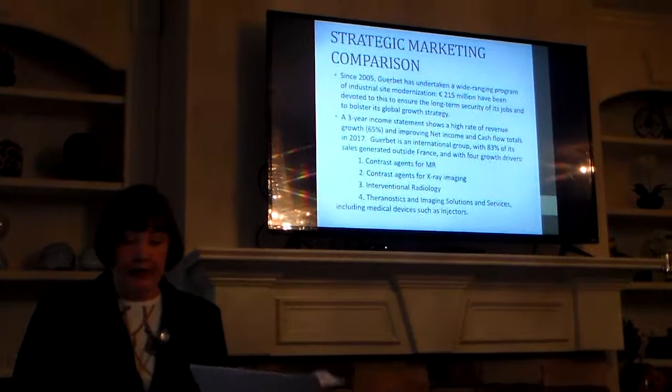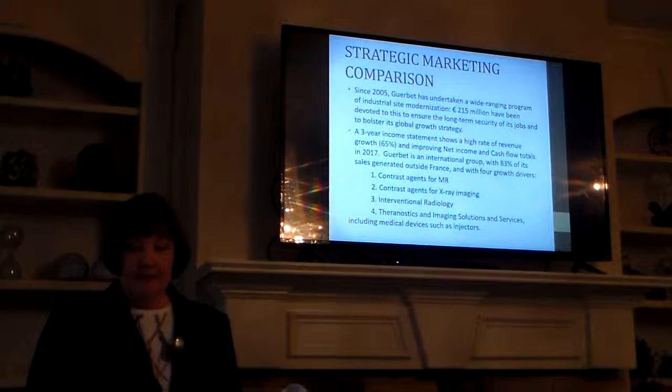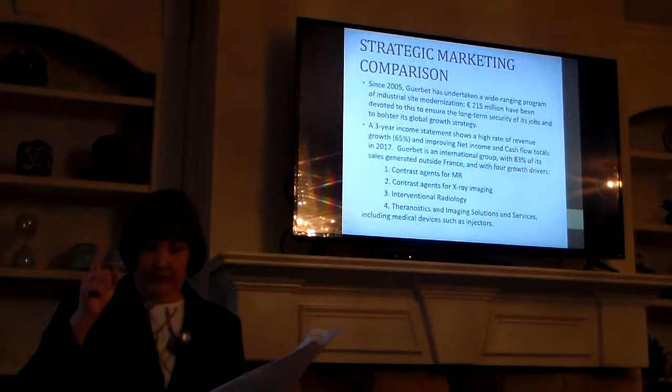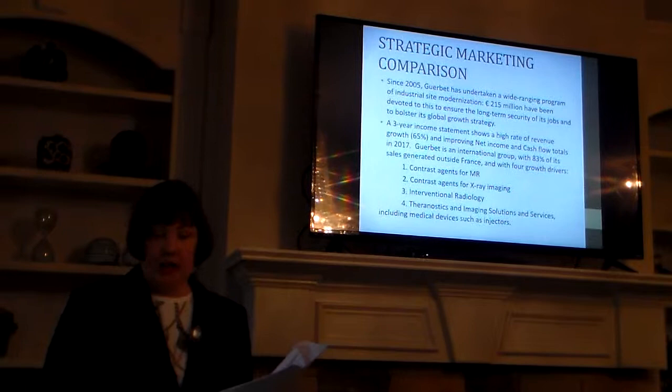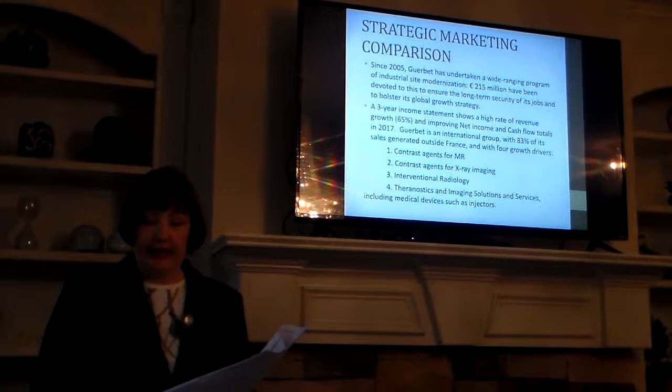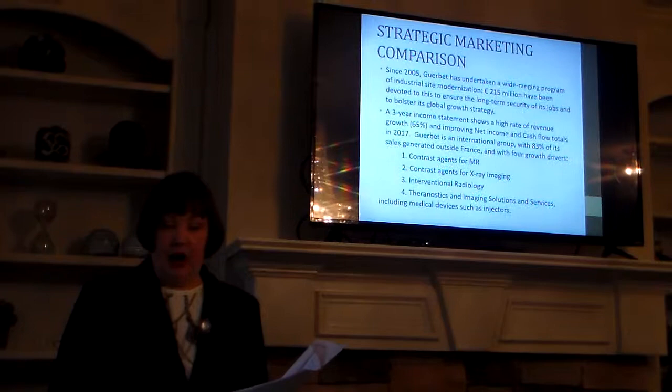Since 2005, Gerber has undertaken a wide-ranging program of industrial site modernization. 250 million euro has been devoted to this to ensure the long-term security of its jobs and bolster its global growth strategy. A three-year income statement shows a high rate of revenue growth, 65%, and improving net income and cash flow total in 2017.